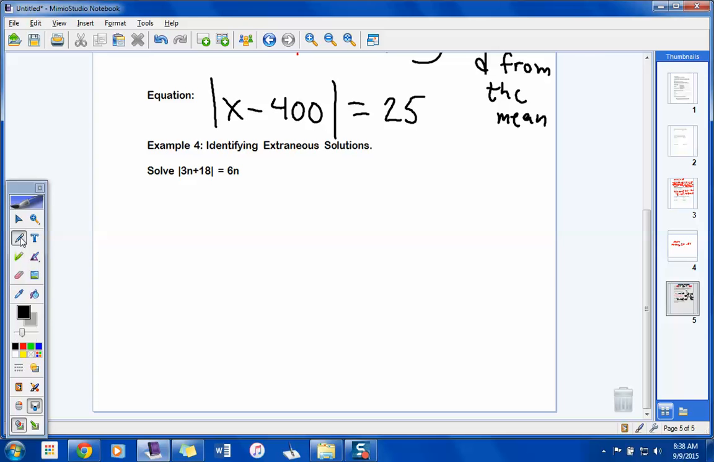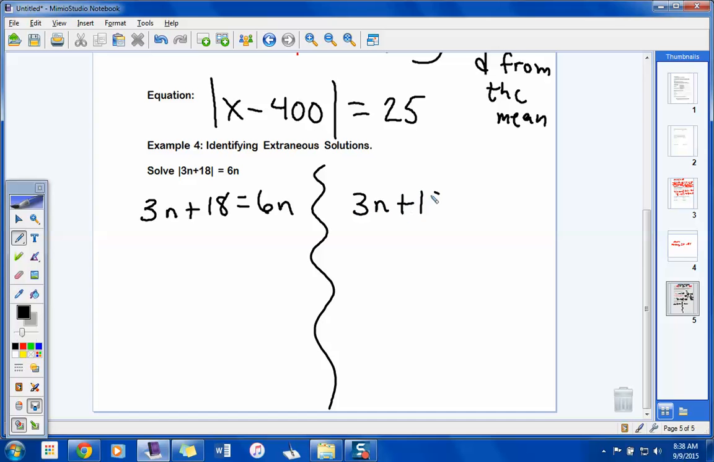All right, here's how this works. I'm going to take the something, first of all, 3n plus 18, and set this equal to 6n. That's one equation. This is the something equal to the original. I've also got to take that something in absolute value bars and set it equal to the opposite of the original. So what's the second equation going to look like? 3n plus 18 equals what again, Mason? Negative 6n.